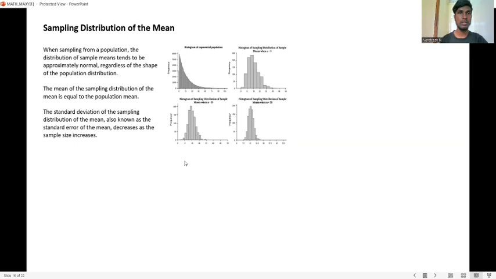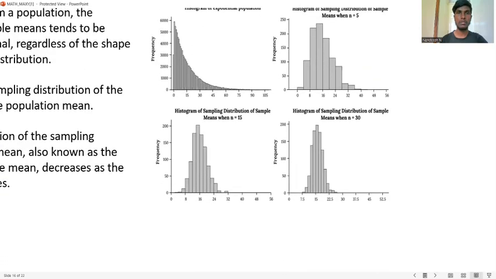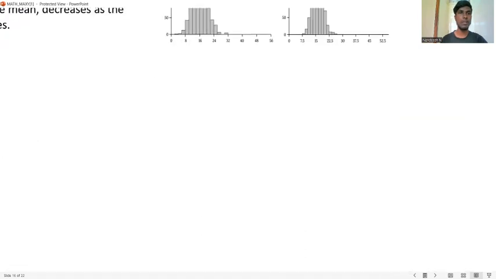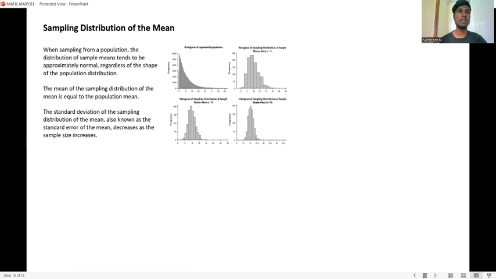Sampling distribution of the mean. Histogram of an exponential population, histogram of the sampling distribution of sample means when n is equal to 5, when n is equal to 15, and when n is equal to 30. When sampling from a population, the distribution of sample means tends to be approximately normal regardless of the shape of the population distribution. The mean of the sampling distribution of the mean is equal to the population mean. The standard deviation of the sampling distribution of the mean, also known as the standard error of the mean, decreases as the sample size increases.